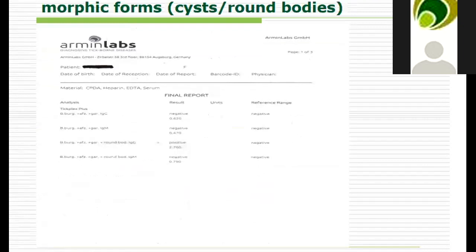And in this case, you don't find any antibodies against the spirochetal form. IgG, IgM, it's negative. 0.620 is the index, and 0.470 for the IgM. But you find IgG round body antibodies, and this confirms what Kunal said to you.